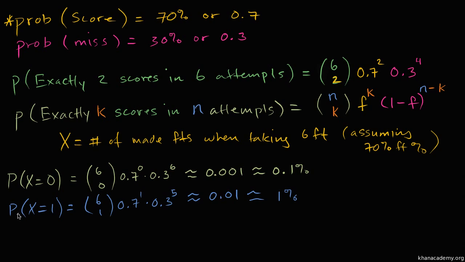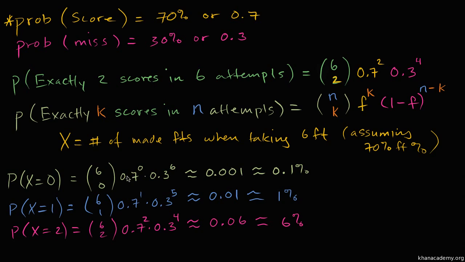Let's keep going. So the probability that x is equal to 2, well, that's what our first video was, essentially. So this is going to be 6 choose 2 times 0.7 squared times 0.3 to the 4th power. And we saw that this is approximately going to be 0.06, or we could say 6%.